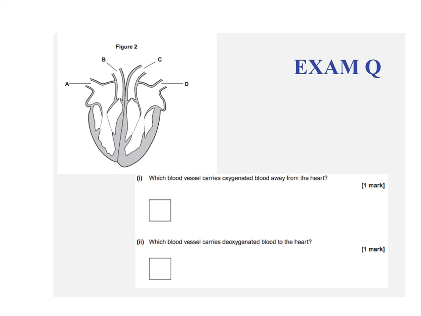Now we're going to finish up with some exam questions. Thankfully, because this lesson wasn't too detailed, the exam questions are actually quite easy. So 2 marks here. Which blood vessel, which letter, carries oxygenated blood away from the heart, and which blood vessel carries the oxygenated blood to the heart? Pause, spend about a minute or two on this, and then play again when you're ready.